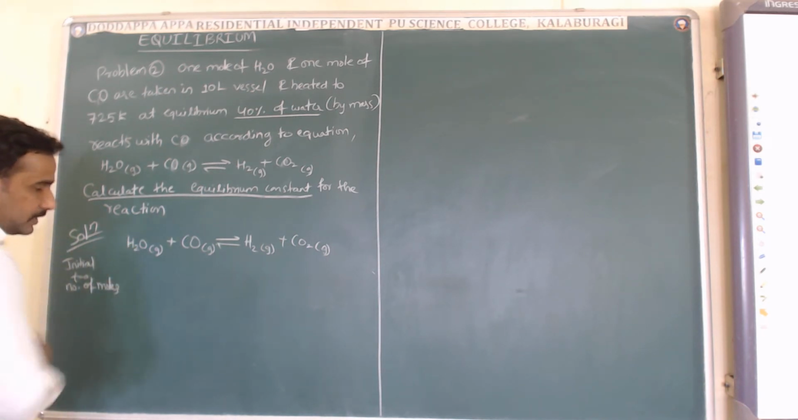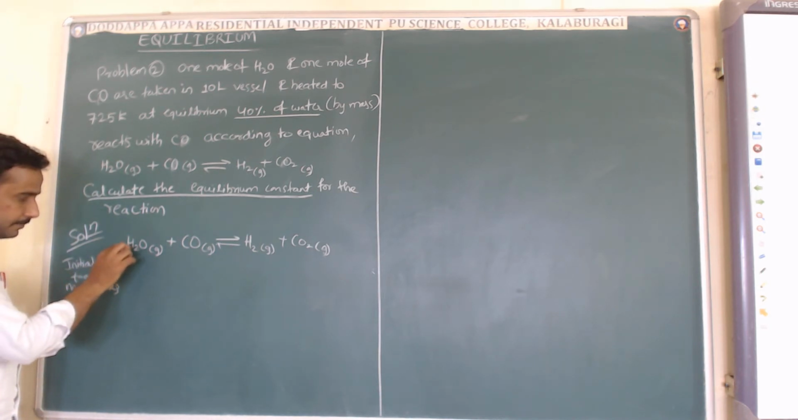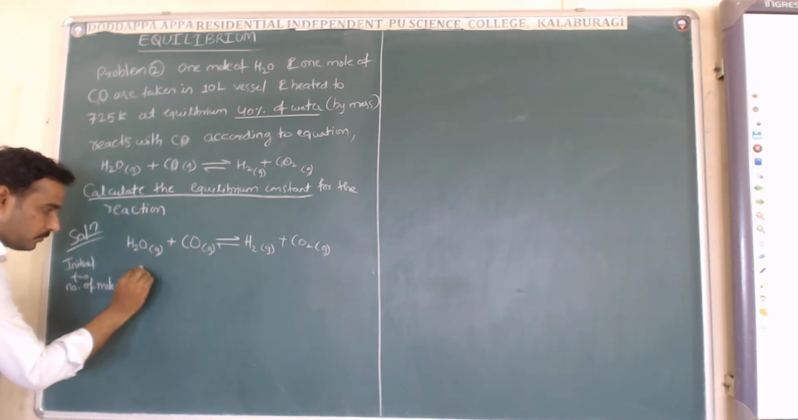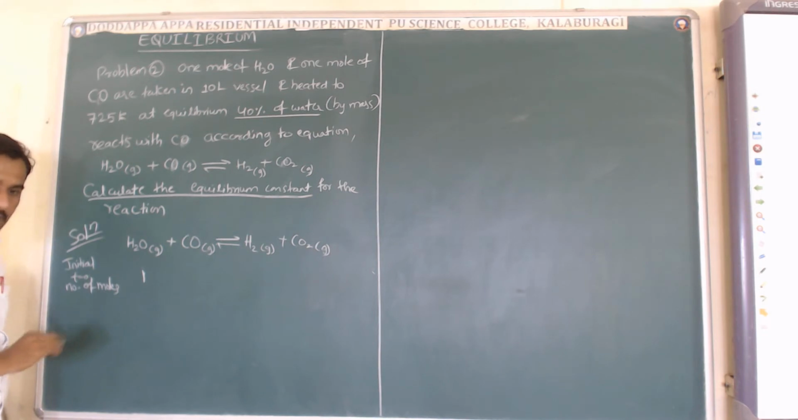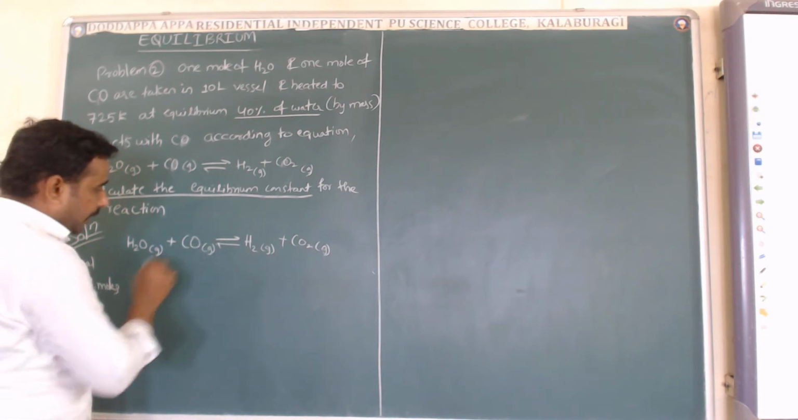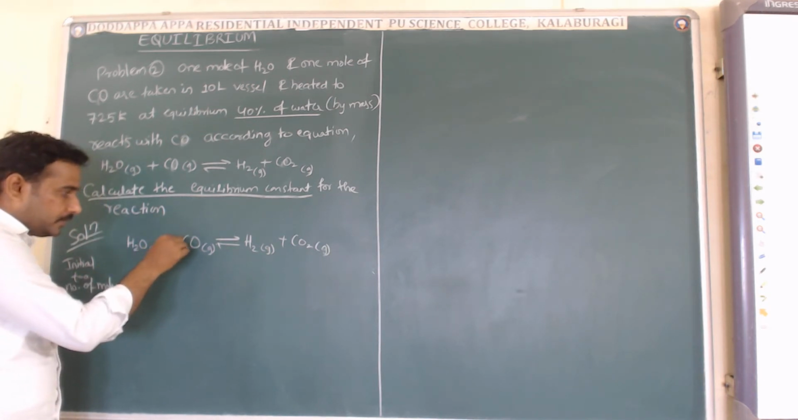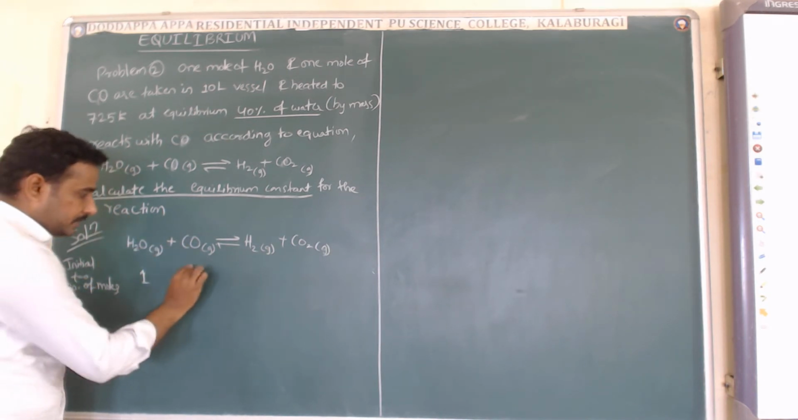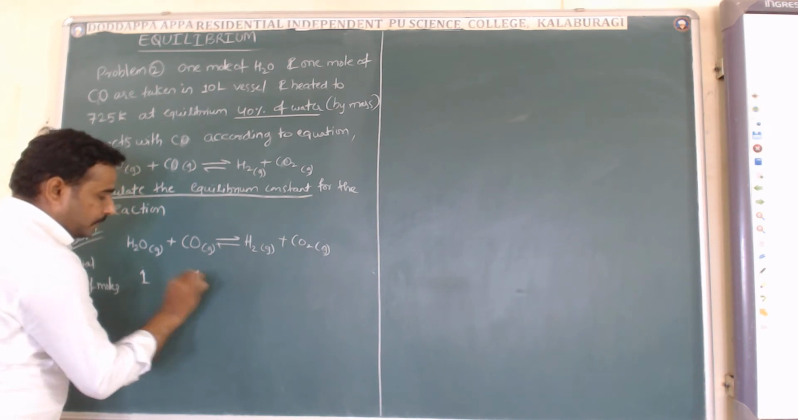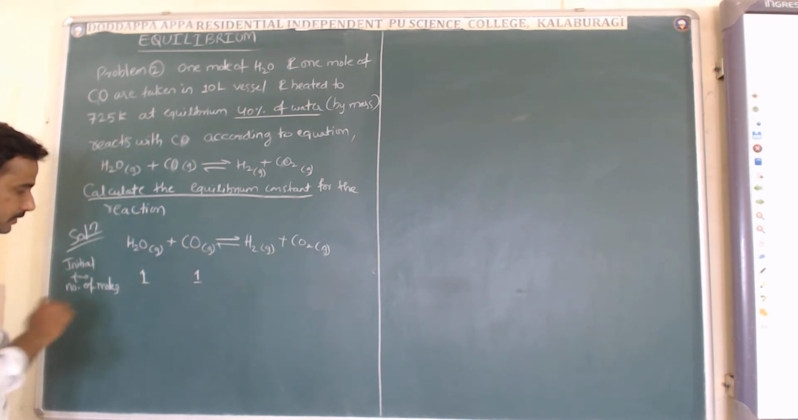How many moles are there here? Nothing is written, which means 1. So initially, water has only 1 mole. Next, you see carbon monoxide here. Initially how many moles of carbon monoxide are there? No number is written, which means 1. So it is also 1 mole. Water is also 1 mole.